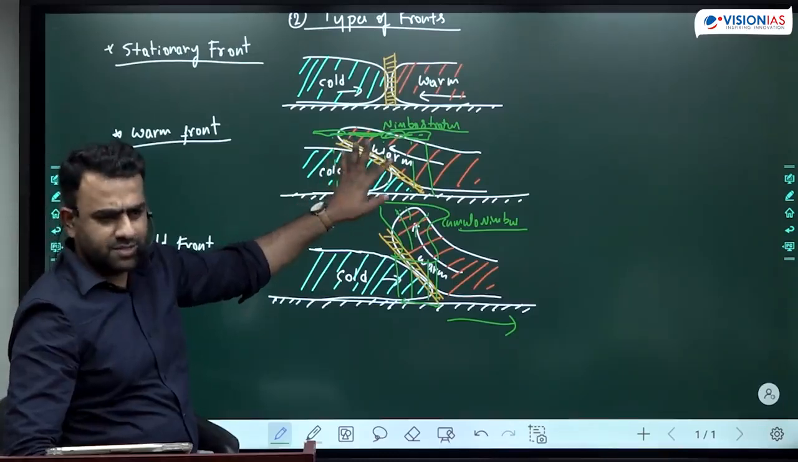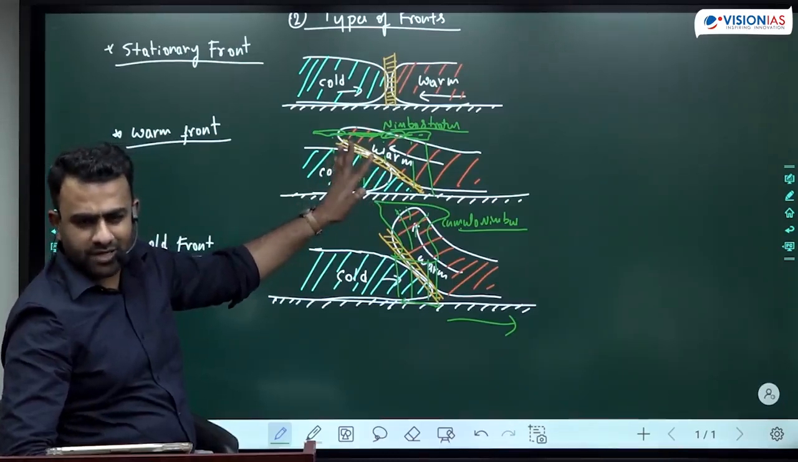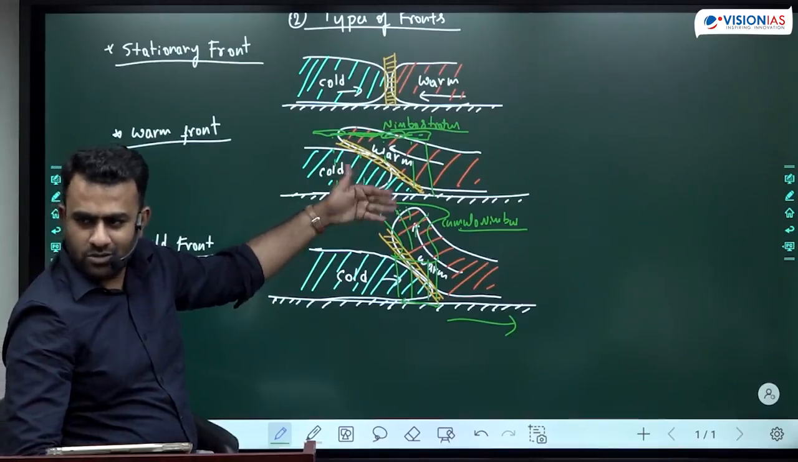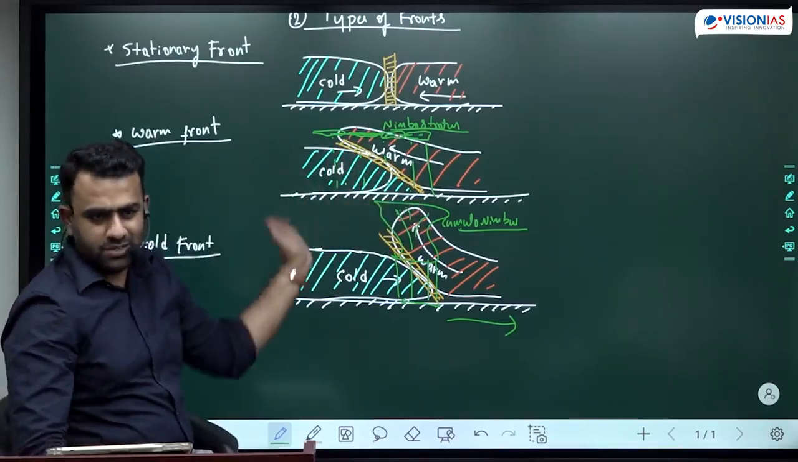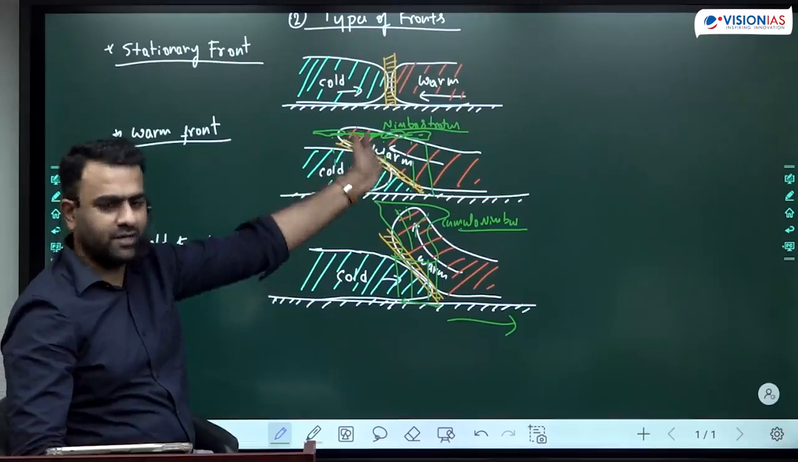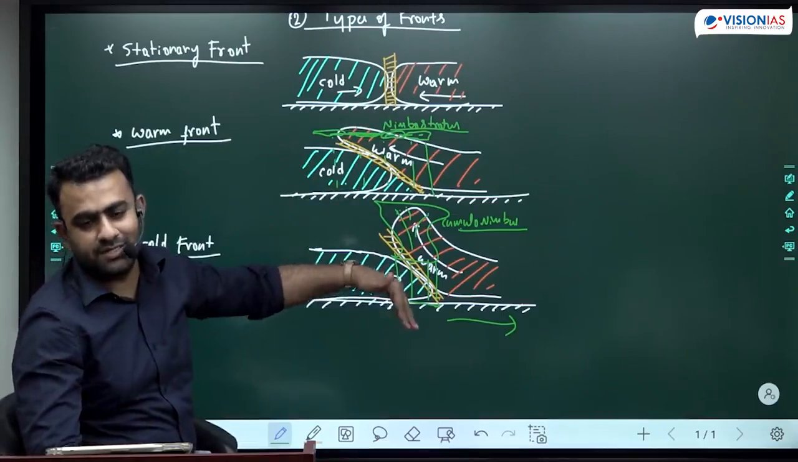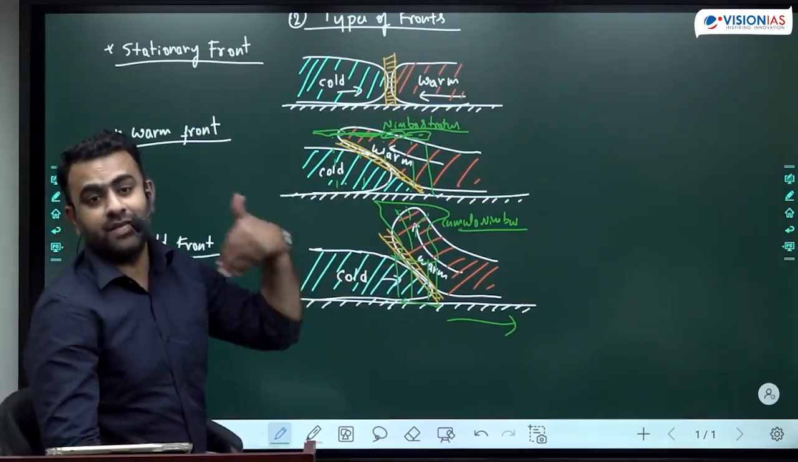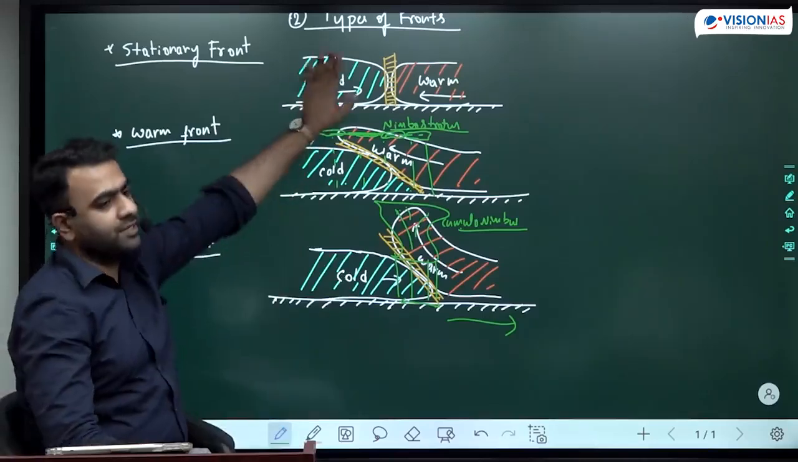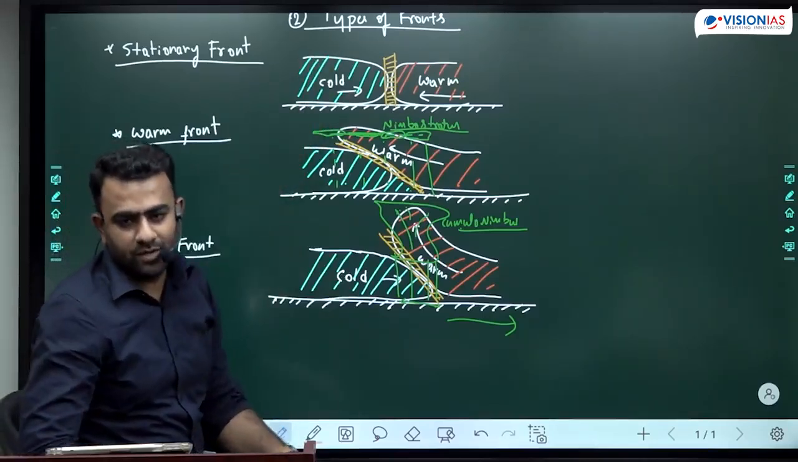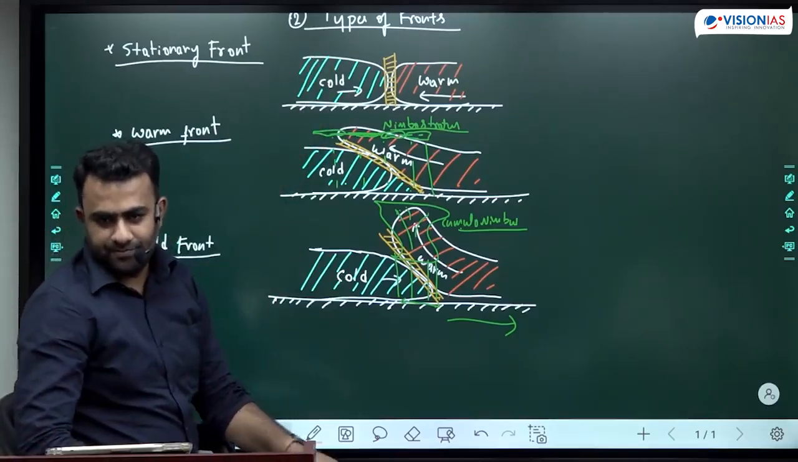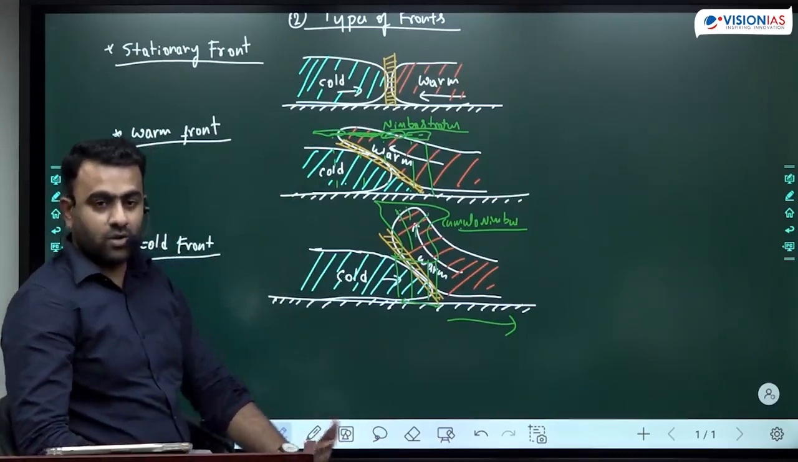But usually it keeps changing only. Cold air is never stationary. Cold air also keeps moving either on this side or on this side. In any direction, the front keeps changing. So that is why it is a warm front and cold front which continuously keeps moving. The front itself keeps moving. Stationary front remains stationary. There is no movement along the stationary front. The front itself is not moving.